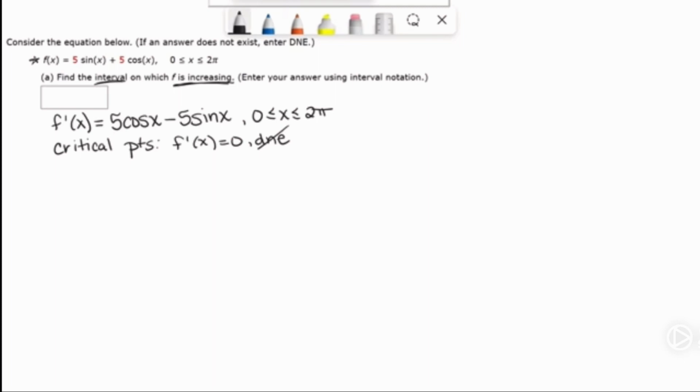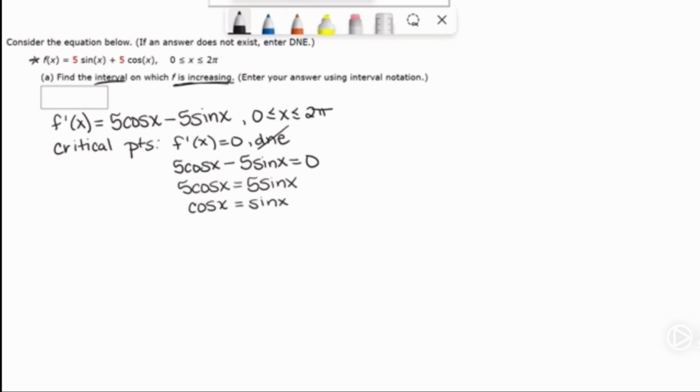And so we can go ahead and place our derivative, which is 5 cosine x minus 5 sine x, right over here, and have that set to equal 0. And so we can move that sine x to the right by adding 5 sine x to both sides. So we'll have 5 cosine x equals 5 sine x. And to further simplify this, we can divide both sides by 5, which will leave us with cosine x equals sine x.